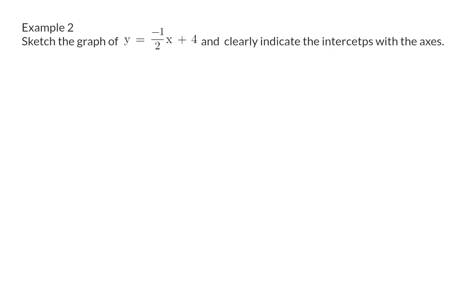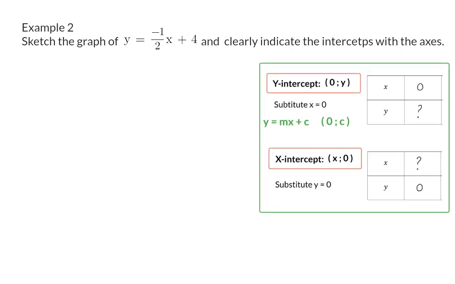Example 2. Sketch the graph of y is equal to minus a half x plus 4 and clearly indicate the intercepts with the axes. So now we need to indicate the 2 intercepts with the axes, and because we have a standard form for our equation, we already know that the plus 4 at the end indicates the y-intercept, which will now be 0 and 4.